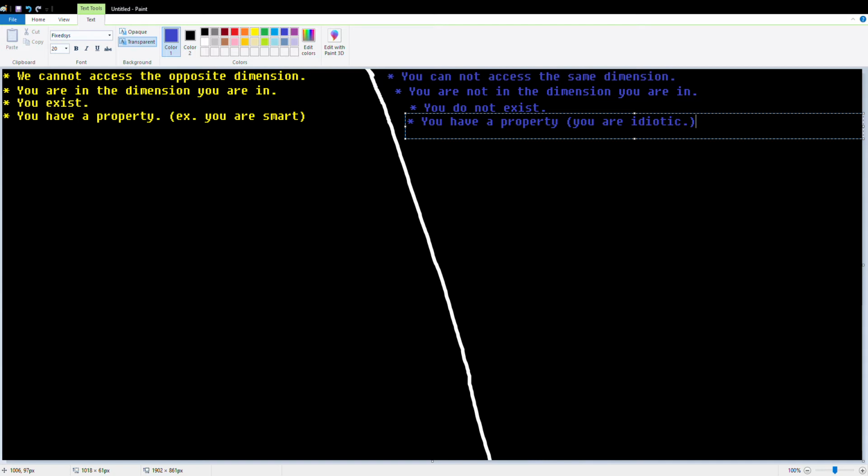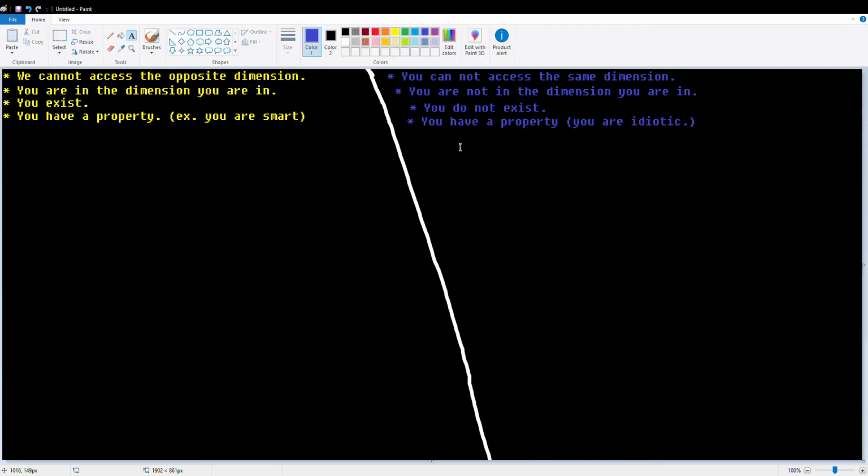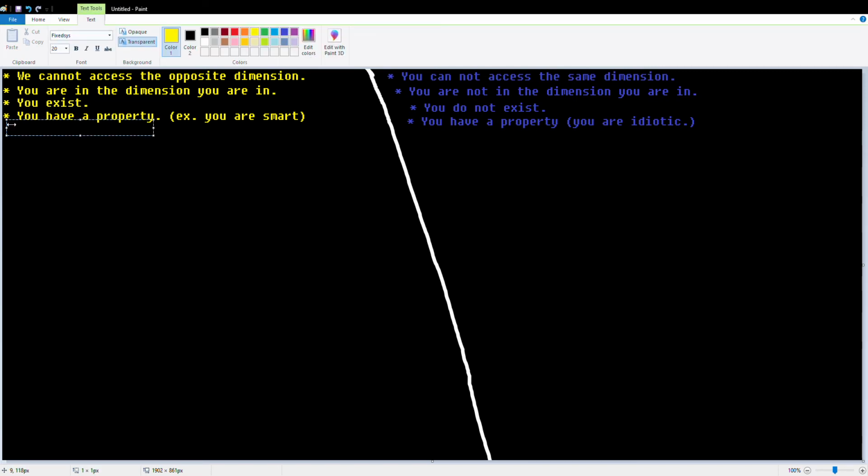But if you aren't in the opposite dimension and you are in this dimension, but you have to also be idiotic in the opposite dimension while also not existing in the opposite dimension, how can we fix that? So we're going to represent neutral rules as whatever the average is of. Oh wait, that's literally gray. So we're going to represent neutral rules as being gray. So we're going to put another rule here.